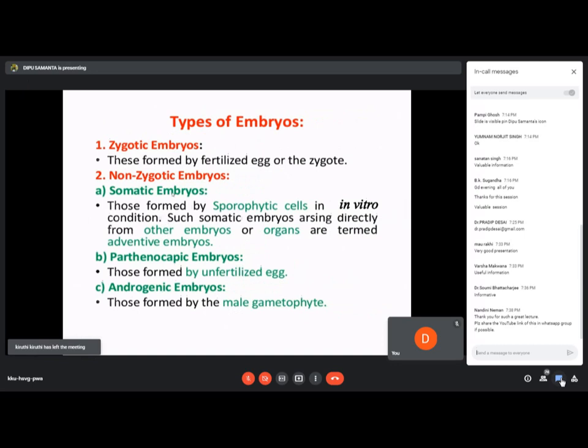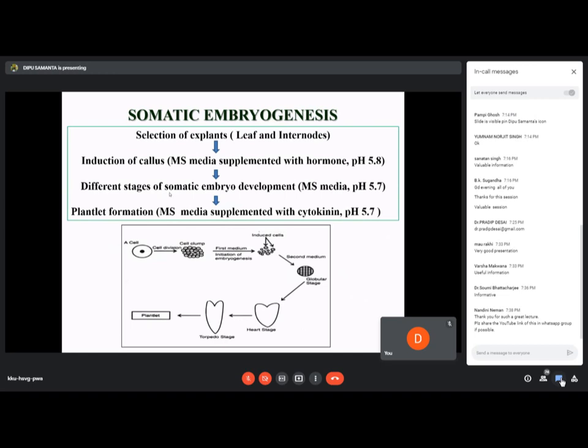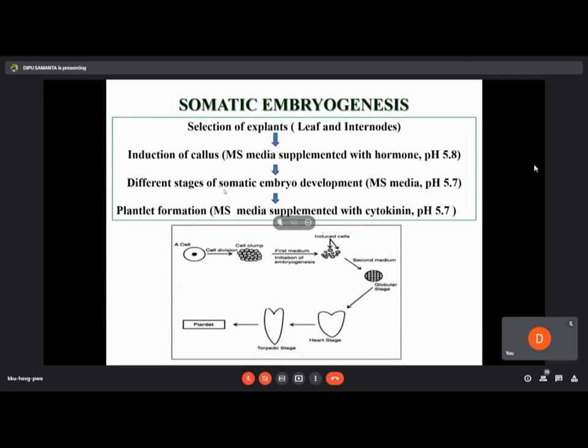Now, the general process for somatic embryogenesis is, first, selection of explant. In my tissue culture experiments, I have used leaf and internodes. The explant response varies from experiment to experiment or species to species, because in the case of sisal, I have found that internode is the best explant for somatic embryogenesis. In the case of Bacopa monnieri, I have found that this explant is the best responsive explant.